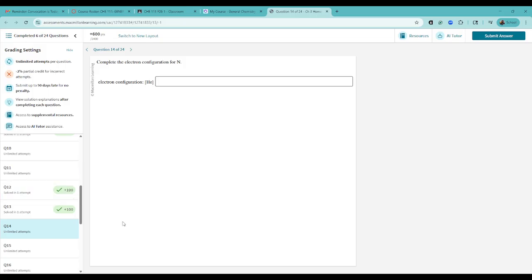Do a couple more. Complete the electron configuration. So this is condensed for nitrogen. Condensed, which means we're only showing the valence shell. Nitrogen is in row 2, so I'm showing helium, which is row 1. So the 2s2, 2p, nitrogen is the third element in, so 2p3.